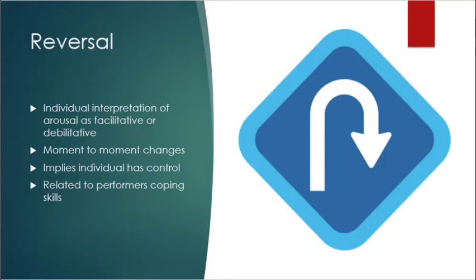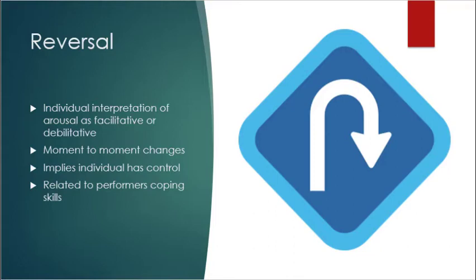Another arousal theory is the reversal theory. Now, this has everything to do with an individual's interpretation of arousal as being facilitative or debilitative. This ties into the IZOF, but actually deals more with how an individual interprets the moment-to-moment changes within an event. In one moment, maybe the beginning of the event, you feel calm, you feel relaxed, you feel excited, you're ready for everything. But then as the game carries on and the outcome becomes more uncertain, now you may begin to feel more stress and arousal.